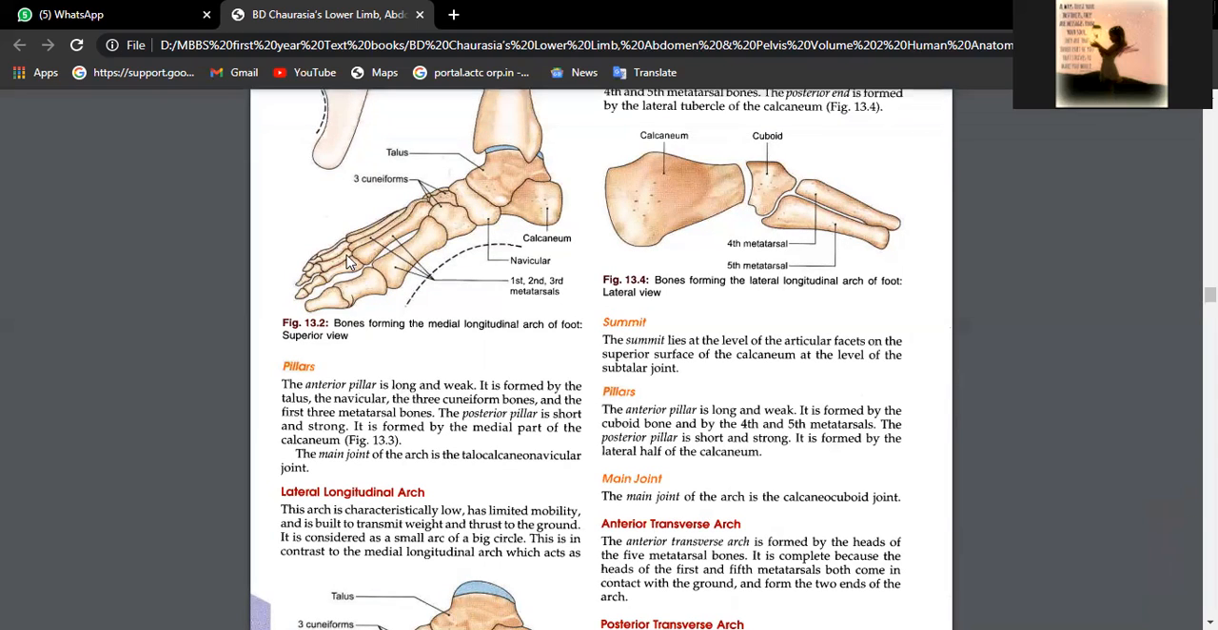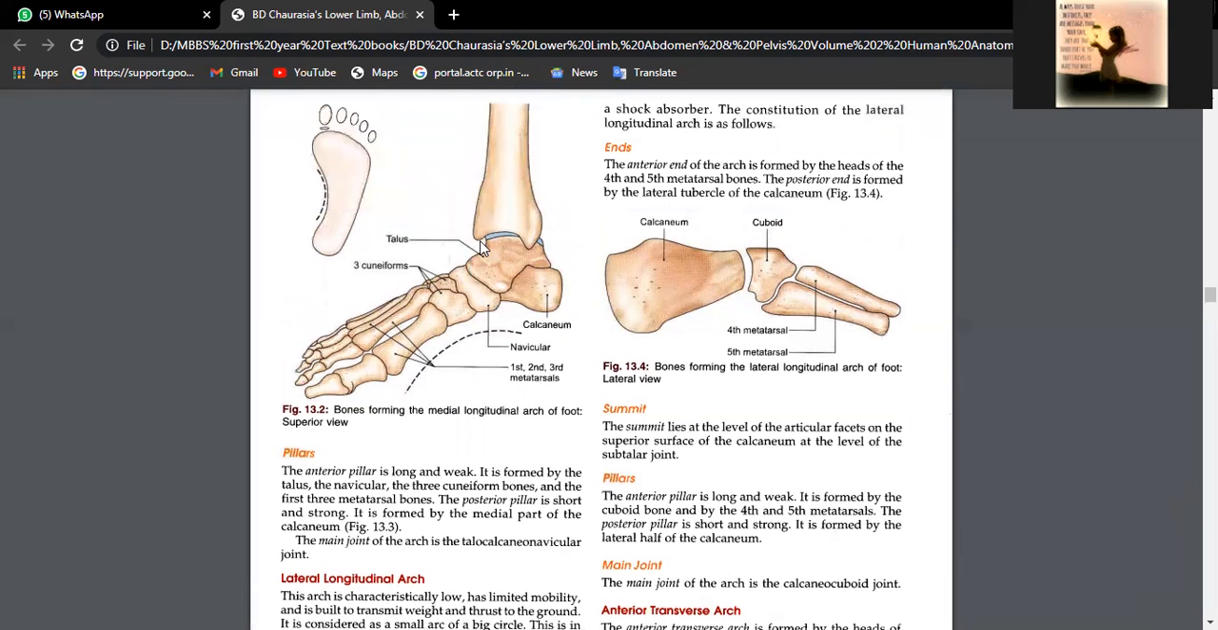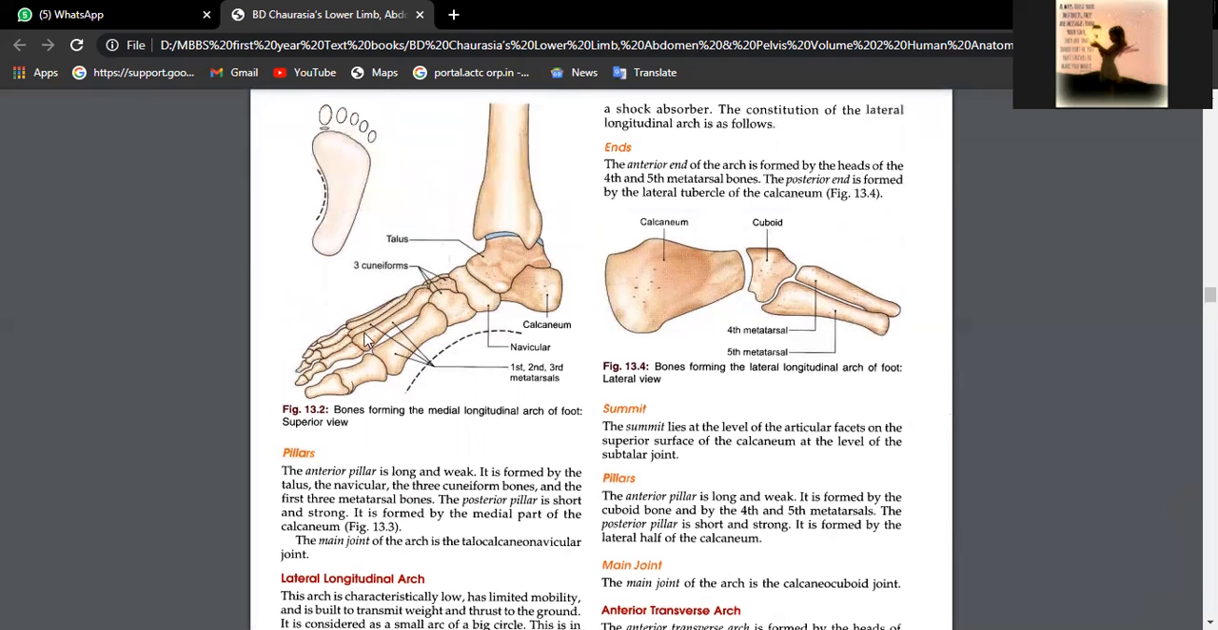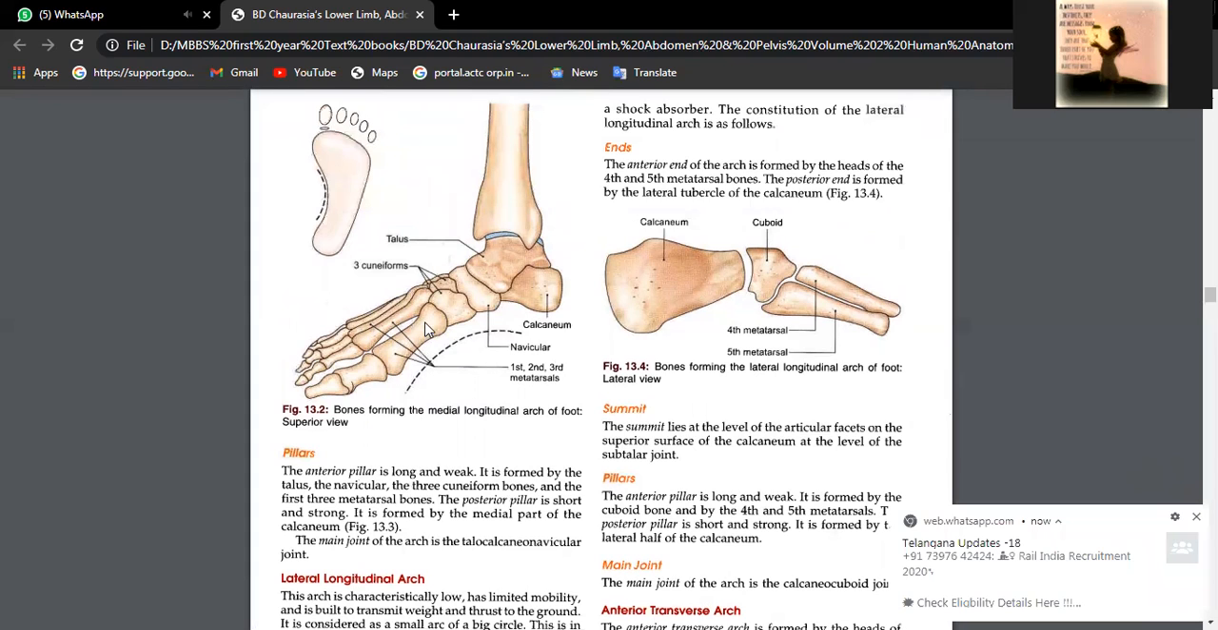I hope you understood. It is highest, and at the anterior end you have the heads of the three metatarsals, posteriorly the medial tubercle of the calcaneum. Then we have the summit, the superior articular surface of the talus. We have the anterior pillar, three metatarsals, navicular, three cuneiforms, and posteriorly the calcaneum. Try to remember this much.